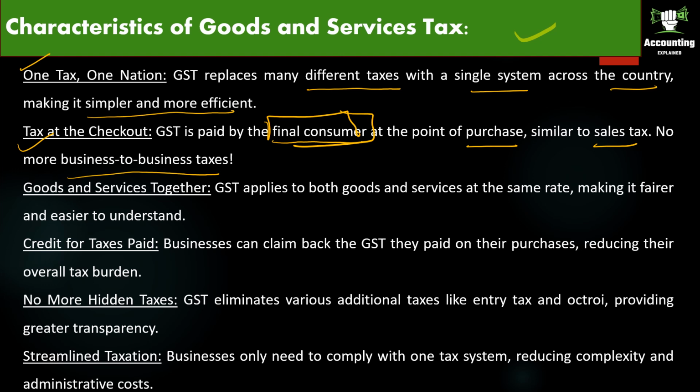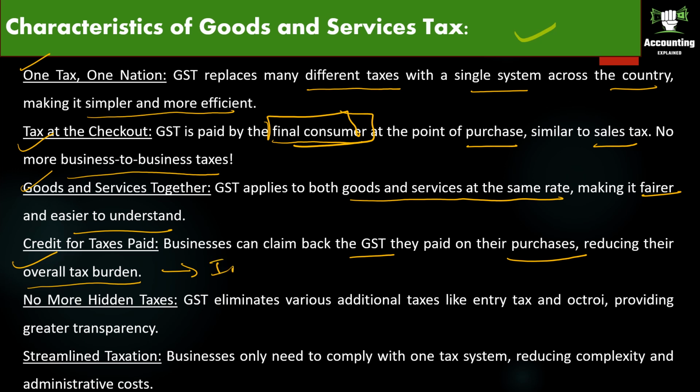Only the final consumer. Goods and services together. GST applies to both goods and services at the same rate. Okay, making it fairer and easier to understand. Credit for taxes paid. Businesses can claim back the GST they paid on their purchases, reducing their overall tax burden. What is that credit called? Input credit. This we saw in detail previously.